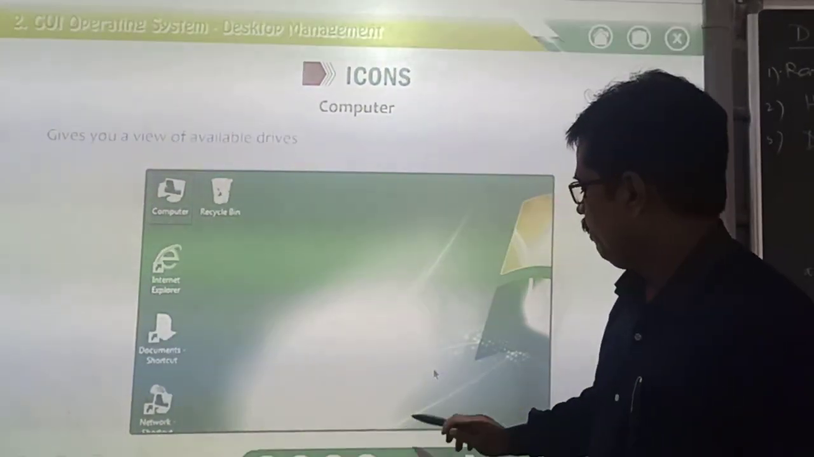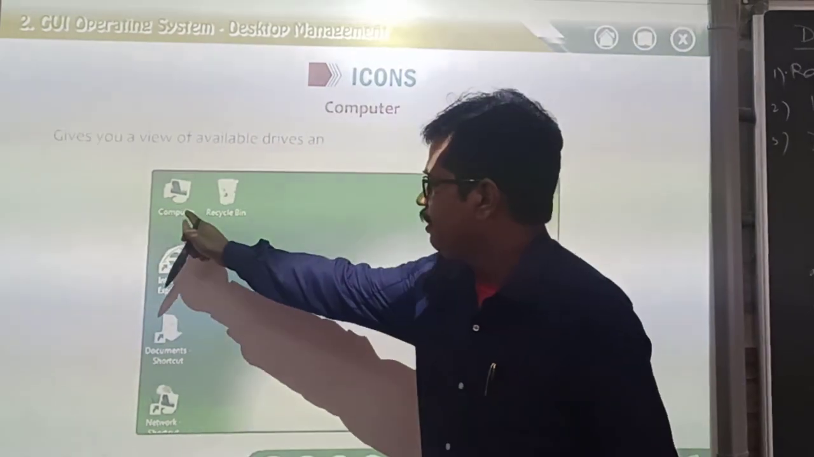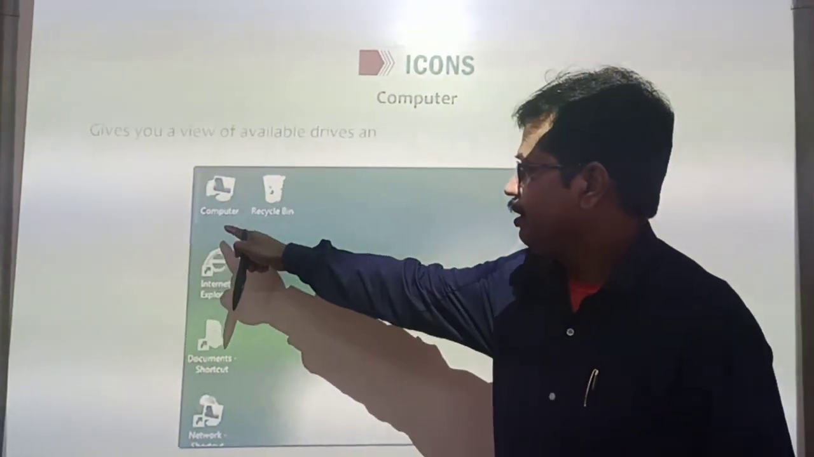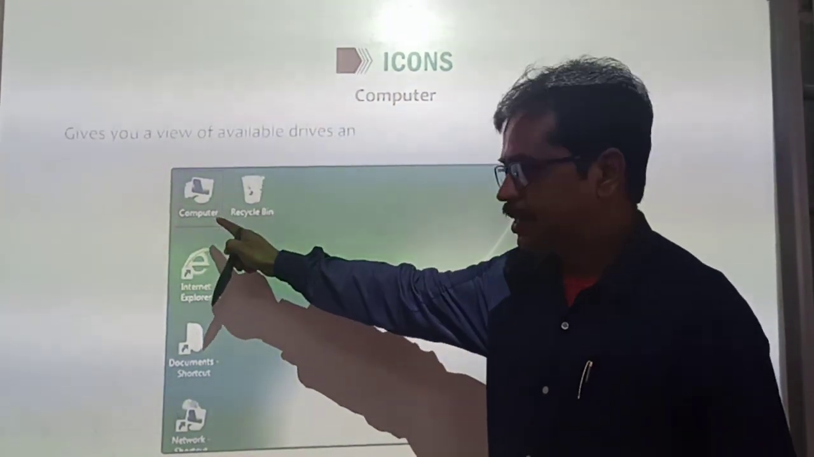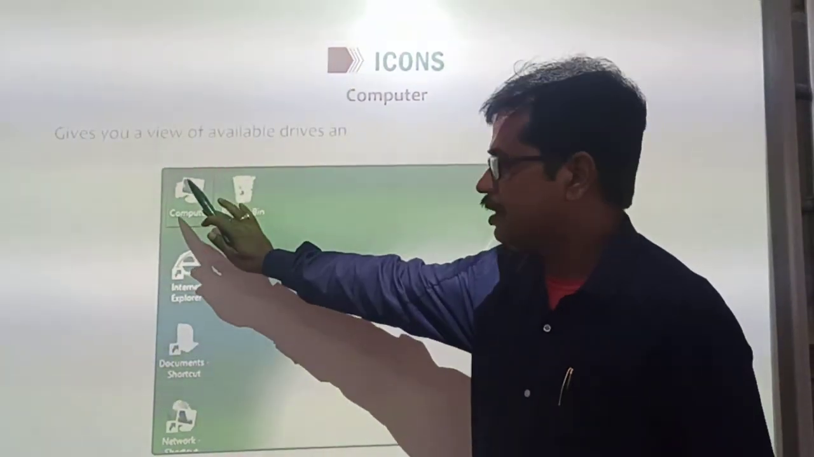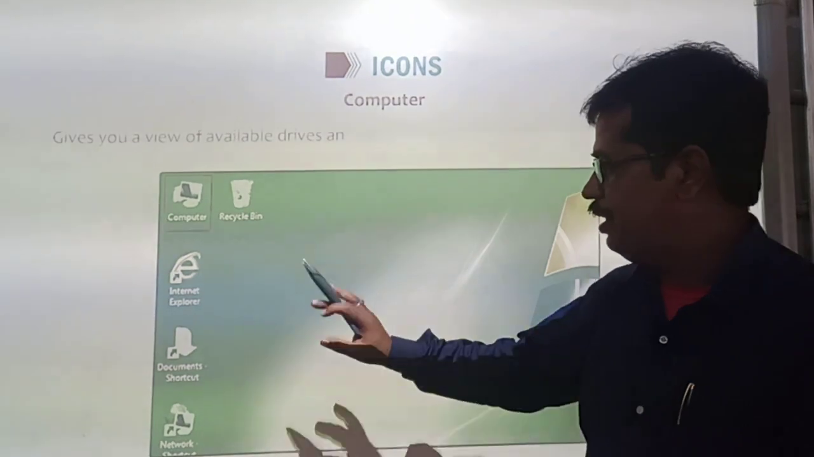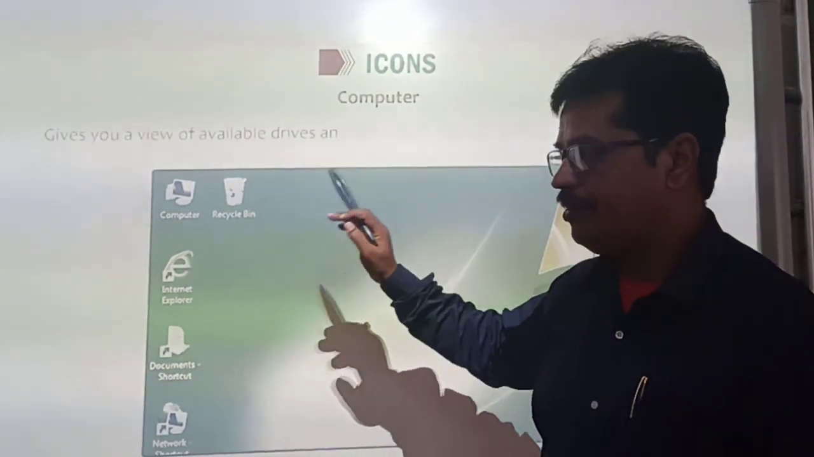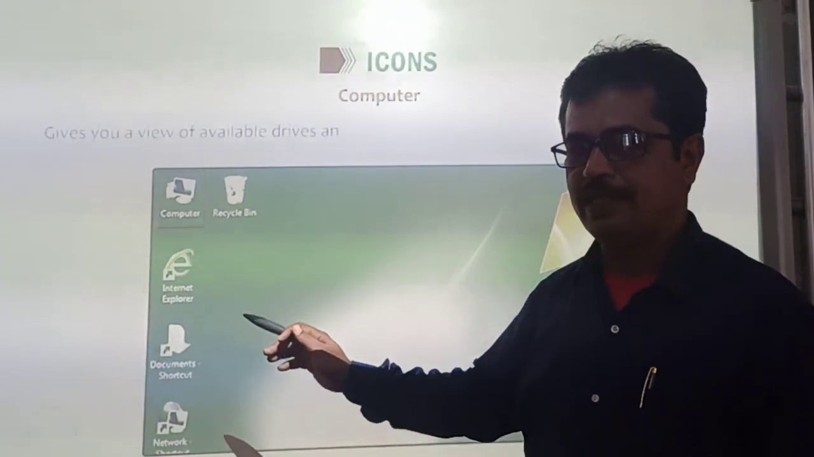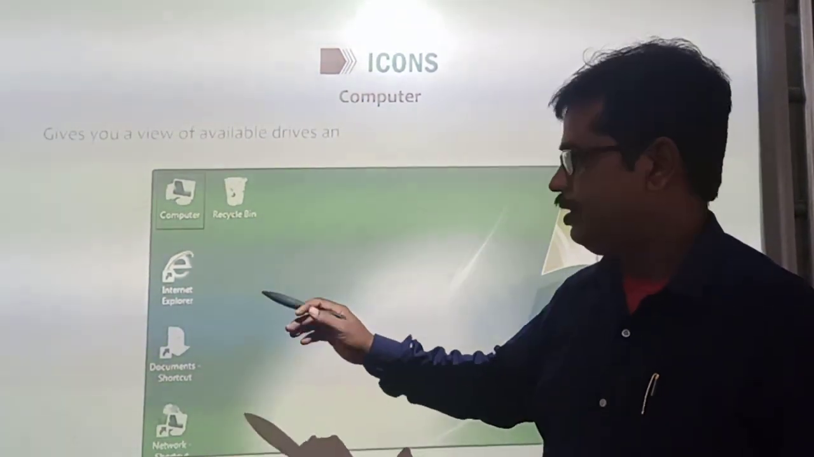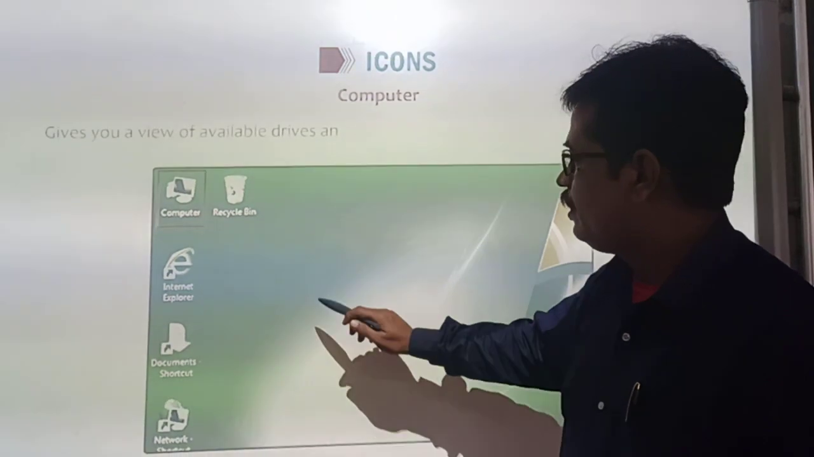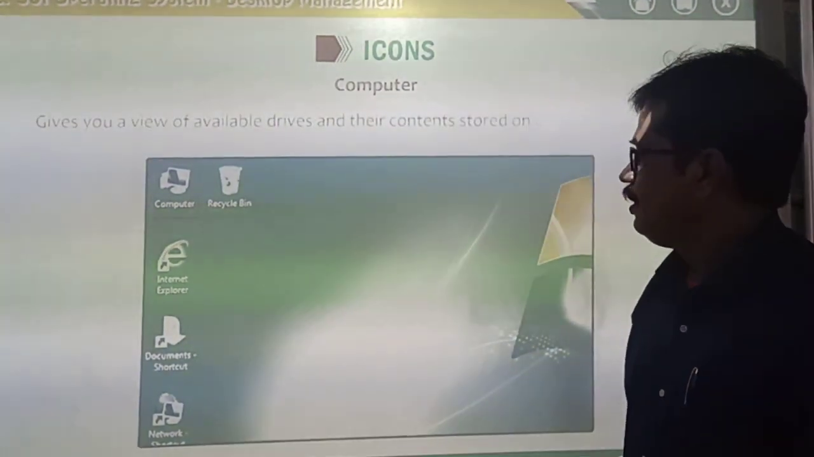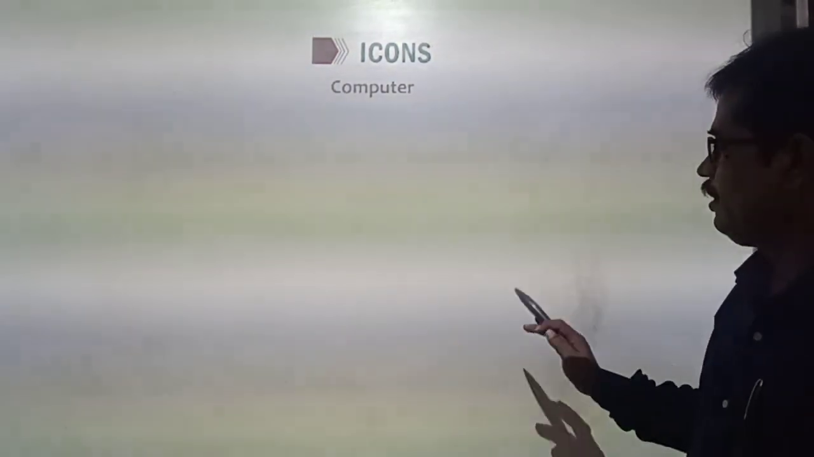Now, the computer icon. You know this icon is known as the computer icon. If you double click, if you open this icon, what is the use? You can see the disk drives, the partitions of your hard disk, and other hardware devices if you have connected them, for example a printer or pen drive. So this is the use of the computer icon. You can see the available disk drives and contents.